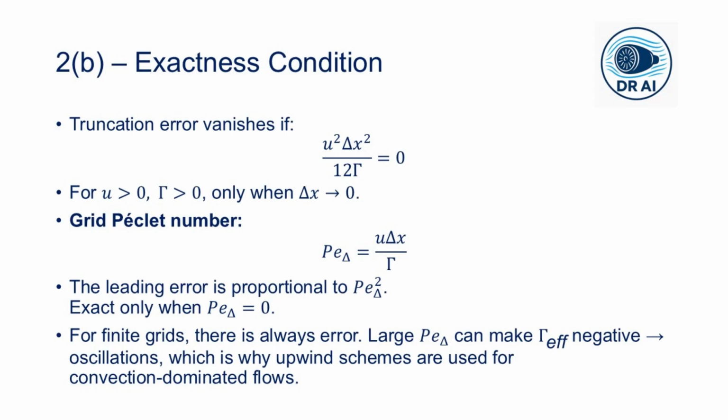In fact, if the Péclet number is large, which also shows that convection dominates, the effective diffusion coefficient can become negative, which is a sign that the scheme is not monotone and may produce oscillatory solutions. That's why for convection dominated problems, we often use upwind schemes or other stabilizations.